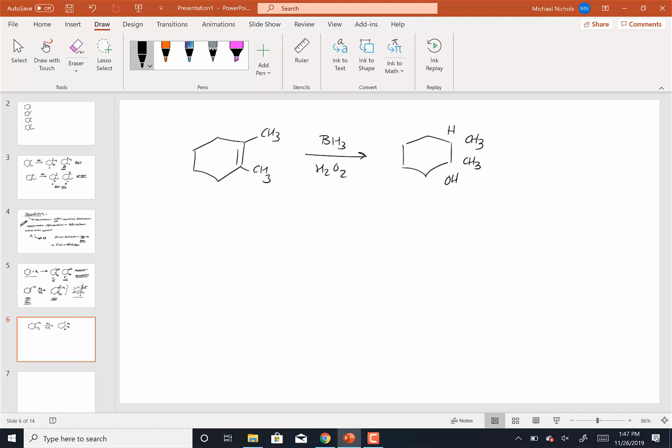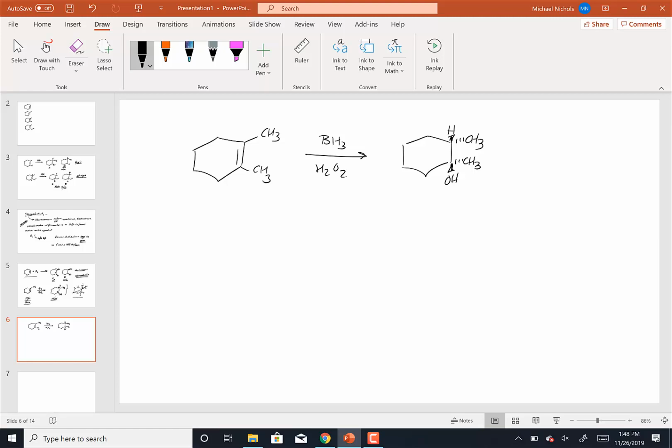Because the alkene's symmetrical, so this is not regioselectivity. So the question is, is it stereo or not? So I'm going to add the H and the OH. And how am I adding them? Cis. So there would be my major product.